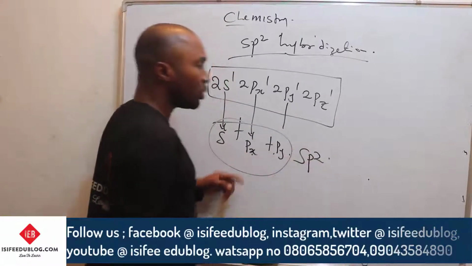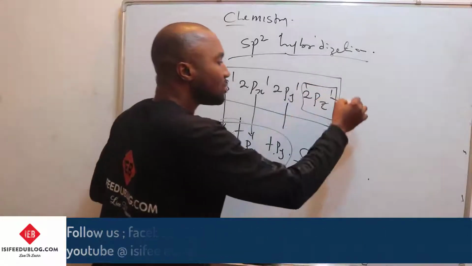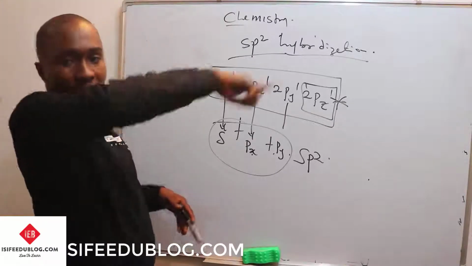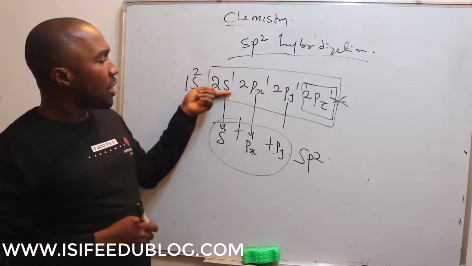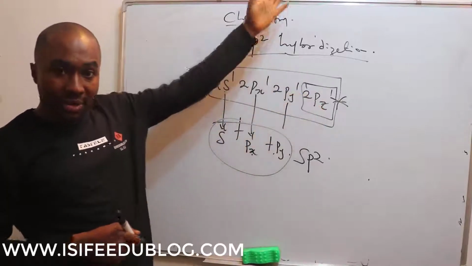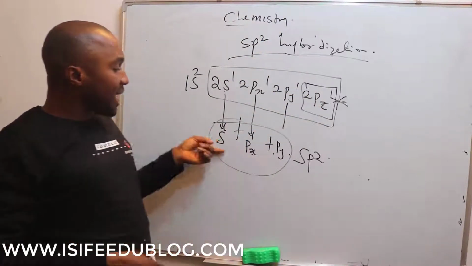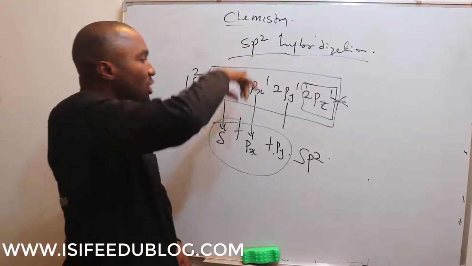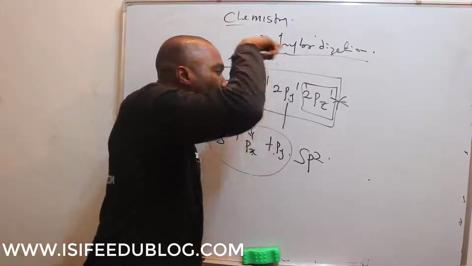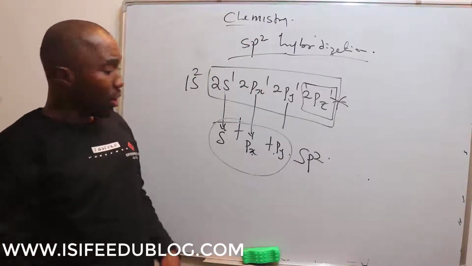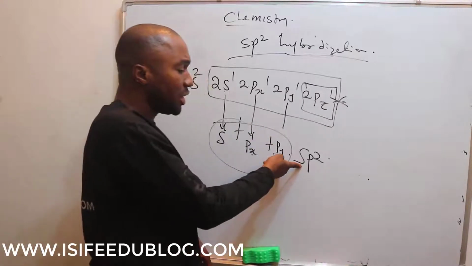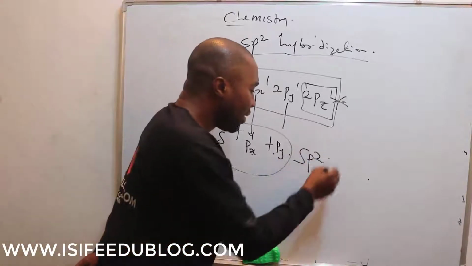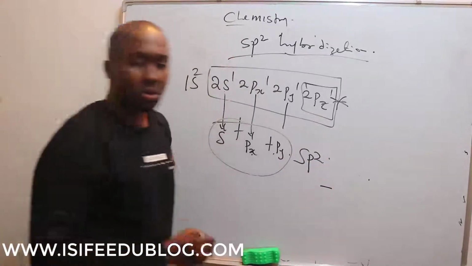That is SP2. This other one did not participate in the hybridization, unlike the first one, where every one of them participated. That is why we have S and P3 for the first one. But this one is SP2. The 2s mixes with the 2px, mixes with the 2py, but 2pz refuses to mix with them. These ones that mix give the SP2 hybridization. And the bond binding these together is a sigma bond.